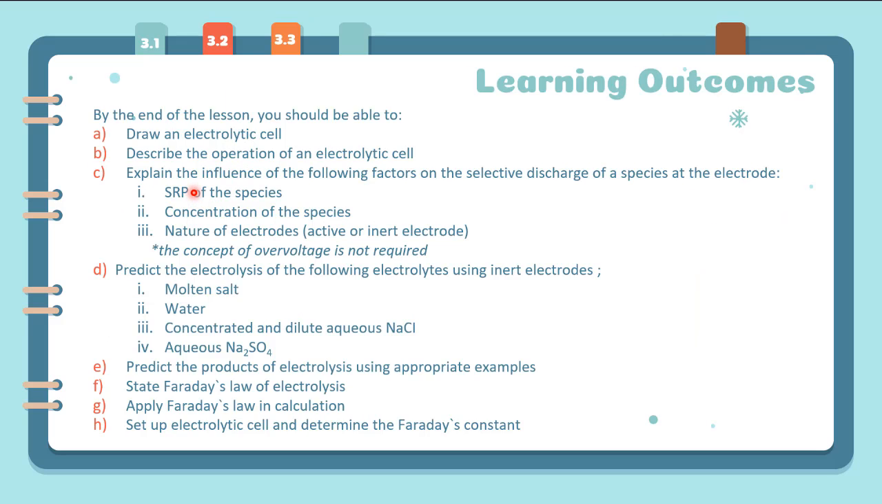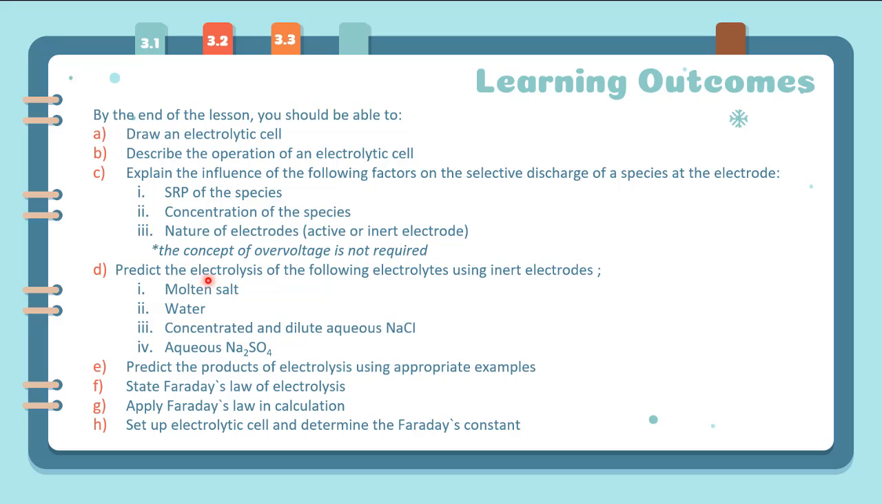By the end of the lessons, you should be able to draw an electrolytic cell and describe the operations of the cell, and explain the influence of the following factors on the selective discharge of a species at the electrode. So we have the factors of SRP value, concentrations of a species, and the nature of electrode.